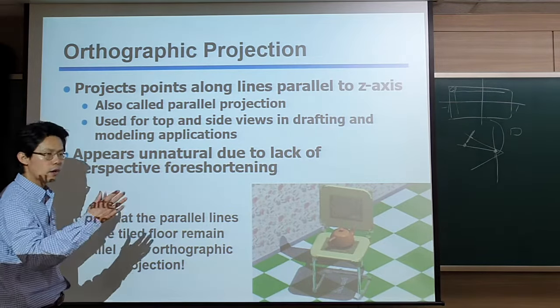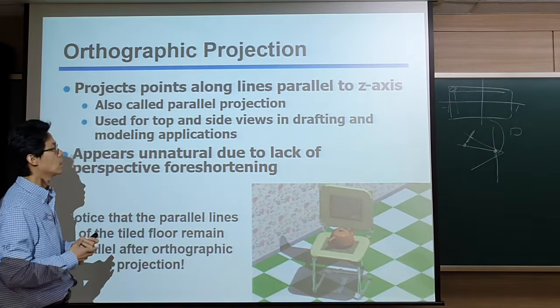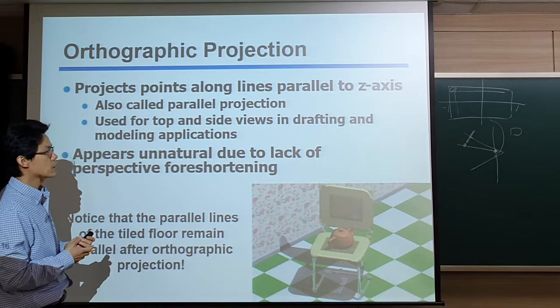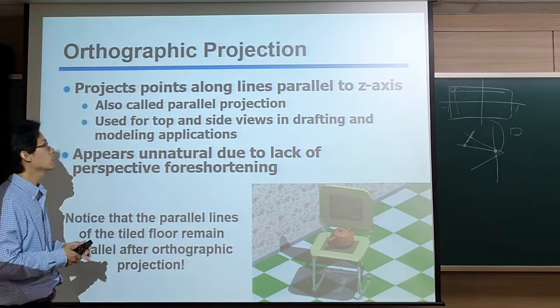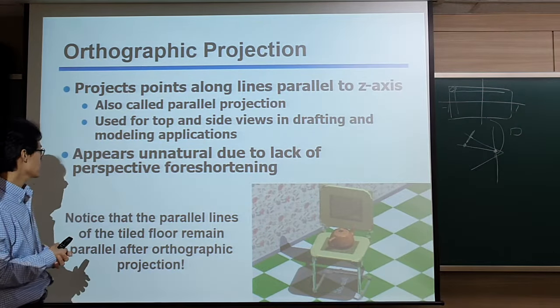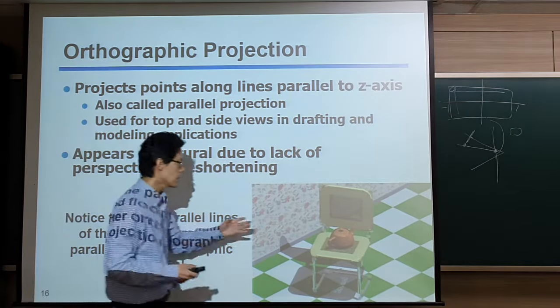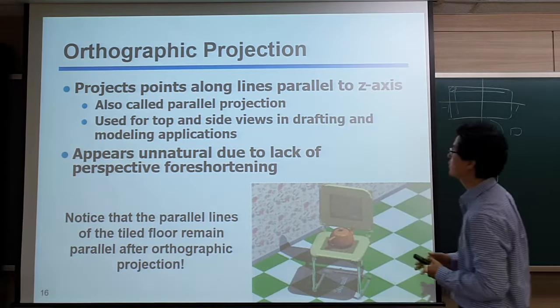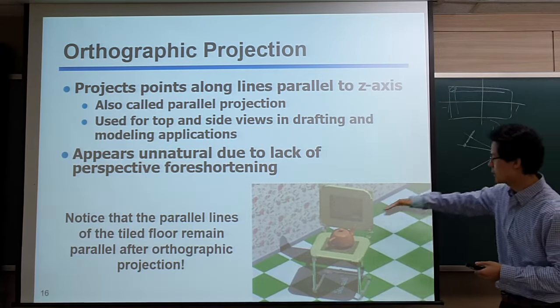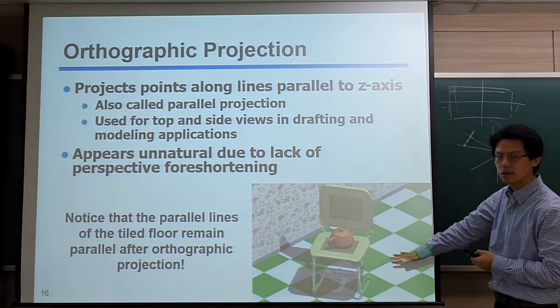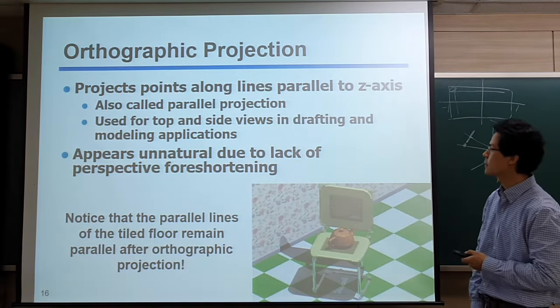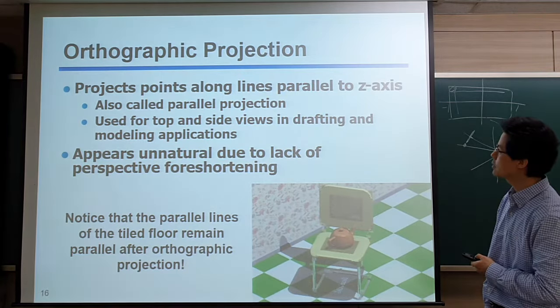Sometimes we want to look at the object in orthographic projection. If you use a common 3D modeling tool, it also provides this kind of orthographic projection. You can see that this image is drawn by the orthographic projection. You can see that parallel lines are actually maintained even under this orthographic projection. The question is, how can you implement this?